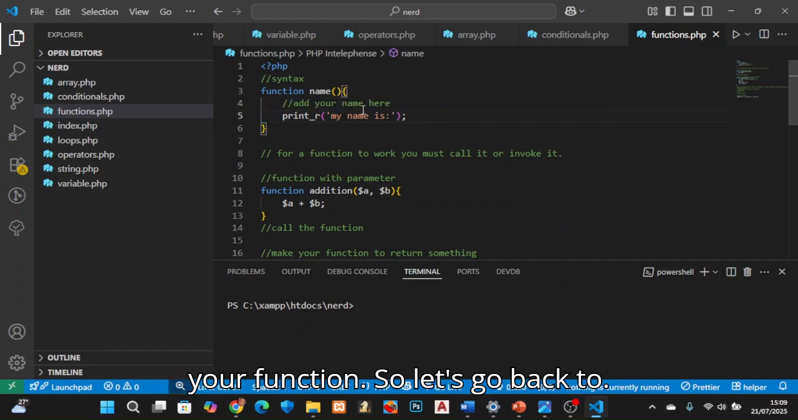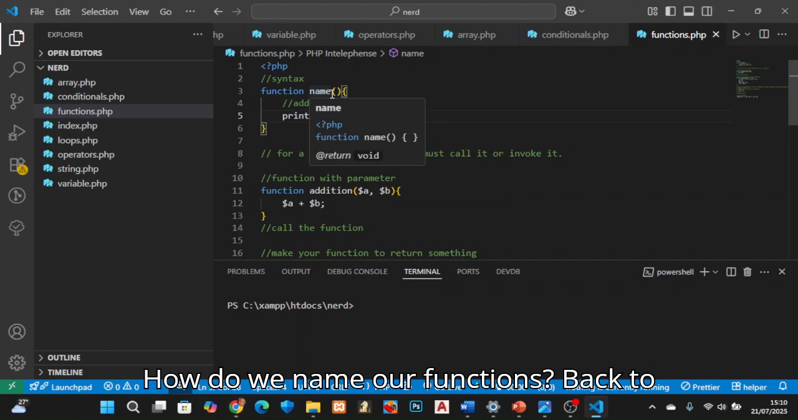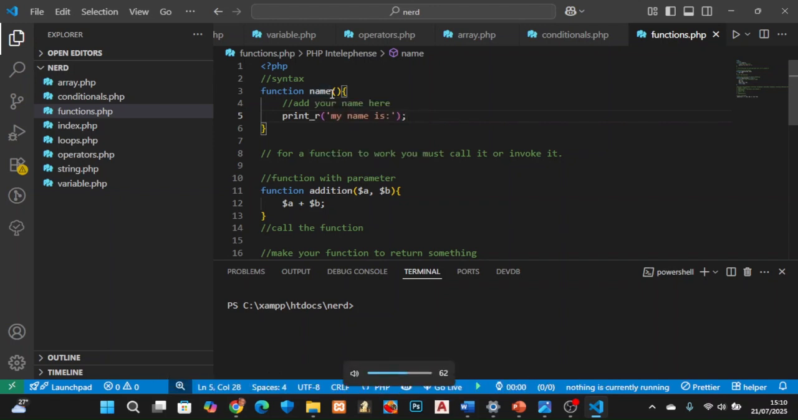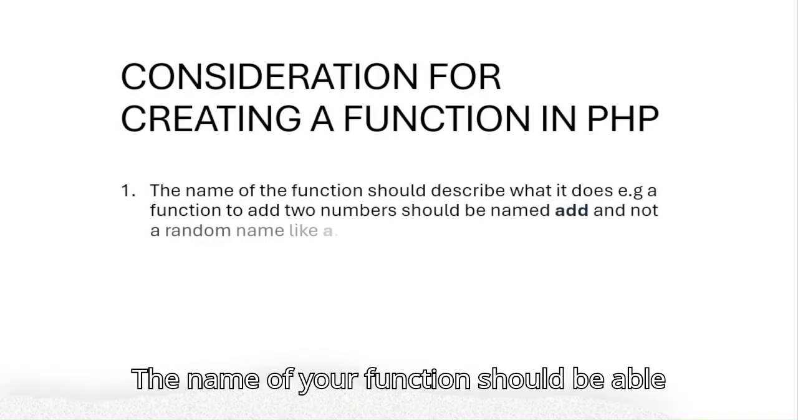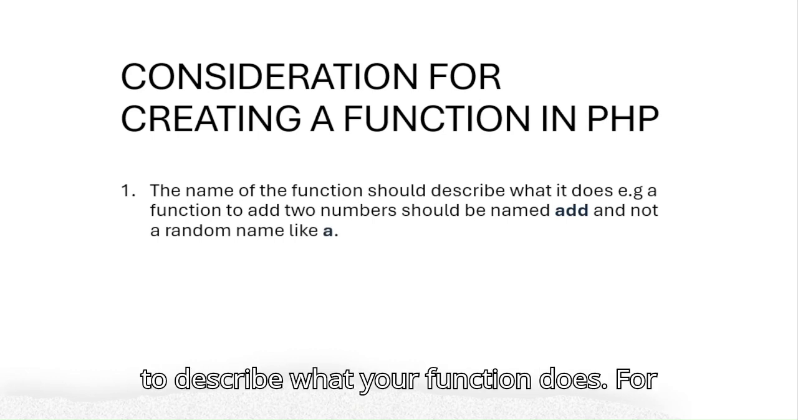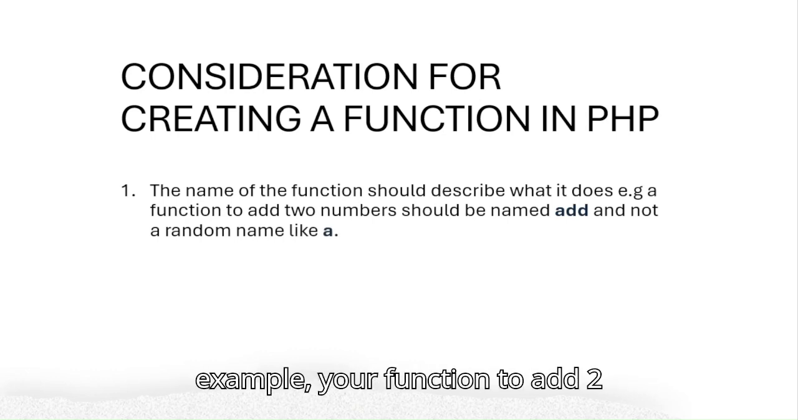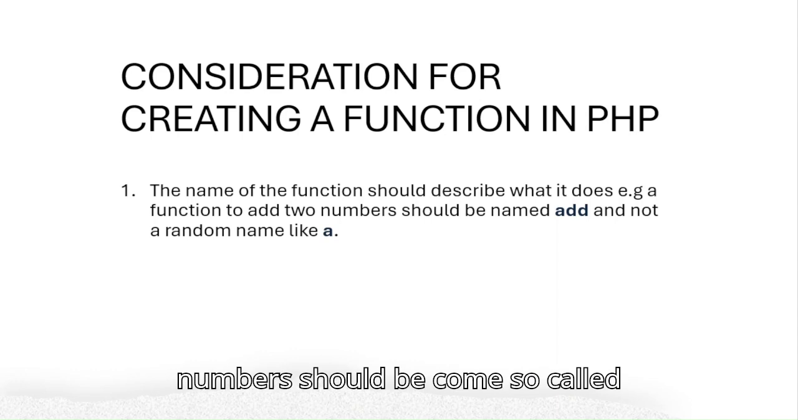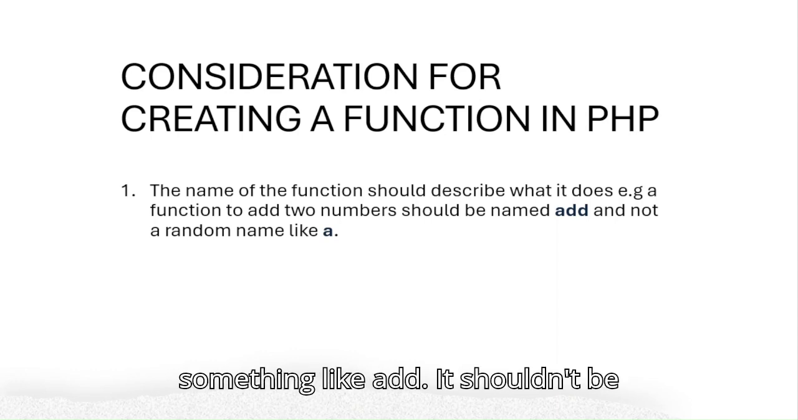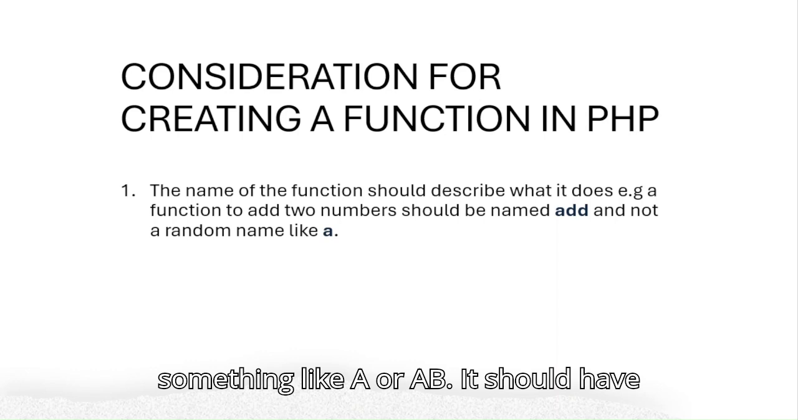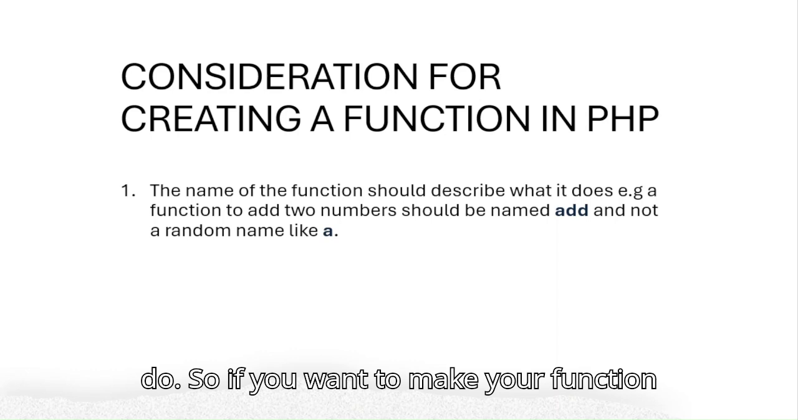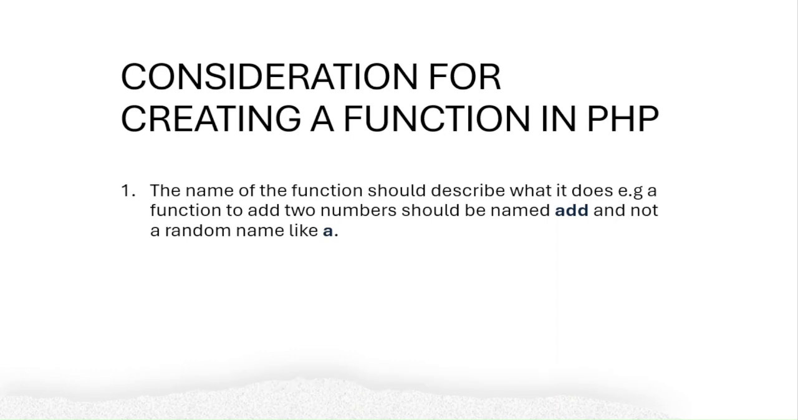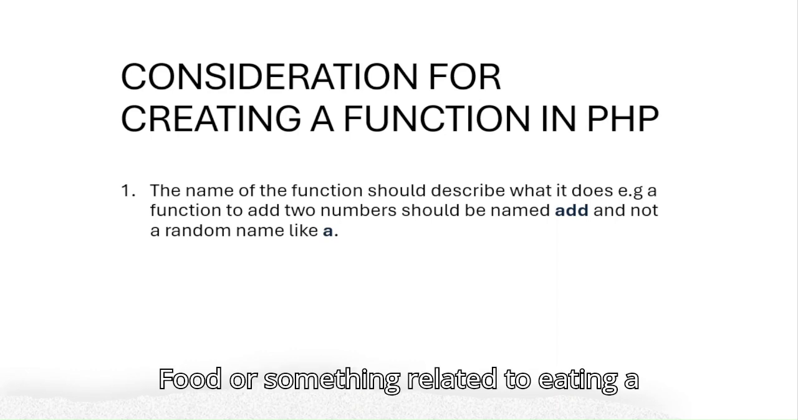So let's go back to how we name our functions. Consideration for creating a function: the name of your function should be able to describe what your function does. For example, your function to add two numbers should be called something like add. It shouldn't be something like A or AB. You should describe what you want to do. So if you want your function to eat food, it should be eatFood or something related to eating of food.